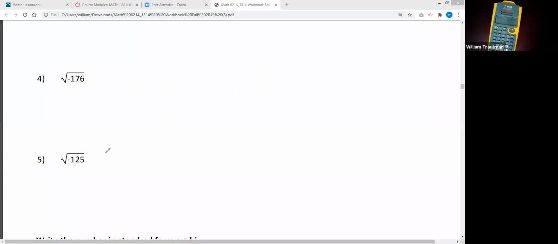And this one is square root of -1 times the square root of 125. Put the square root of 125 in your calculator. You should get 5 square root of 5. And so the answer is 5i square root of 5.